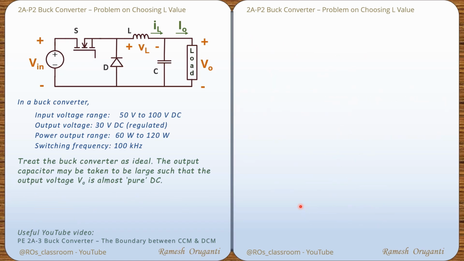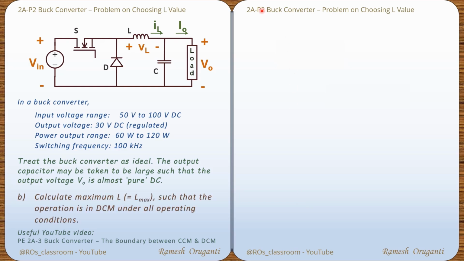As I mentioned earlier, generally, we would not like to design a buck converter or its derivatives to operate normally in DCM under full load conditions. This is because of efficiency considerations. Here we will do it as a practice problem. Calculate maximum L, L is equal to L max, such that the operation is in DCM under all operating conditions.